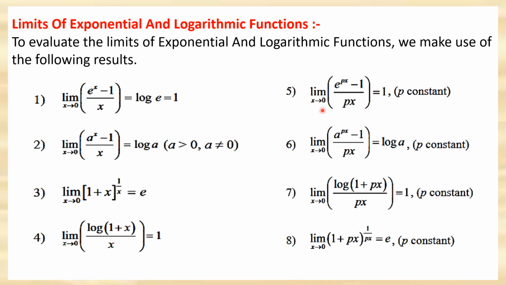Limit x tends to 0, (e raised to px minus 1) upon px is equal to 1. Next one, limit x tends to 0, (a raised to x minus 1) upon x is equal to log a, where a is a positive number, should not be 0. Then the corresponding limit, limit x tends to 0, (a raised to px minus 1) upon px is equal to log a only. Next one, limit x tends to 0, (1 plus x) whole raised to 1 upon x is equal to e, and then the eighth one is correspondingly limit x tends to 0, (1 plus px) the whole raised to 1 upon px is equal to e only.